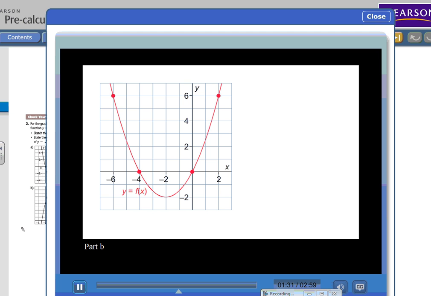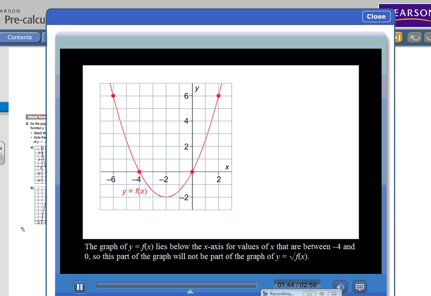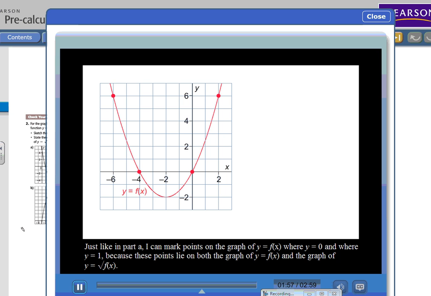Part B. For the graph of this quadratic function, y equals f(x), sketch the graph of y equals root f(x). State the domain and range of y equals root f(x). The graph of y equals f(x) lies below the x-axis for values of x that are between negative 4 and 0, so this part of the graph will not be part of the graph of y equals root f(x). Just like in part A, I can mark points on the graph of y equals f(x) where y equals 0 and where y equals 1, because these points lie on both the graph of y equals f(x) and the graph of y equals root f(x).